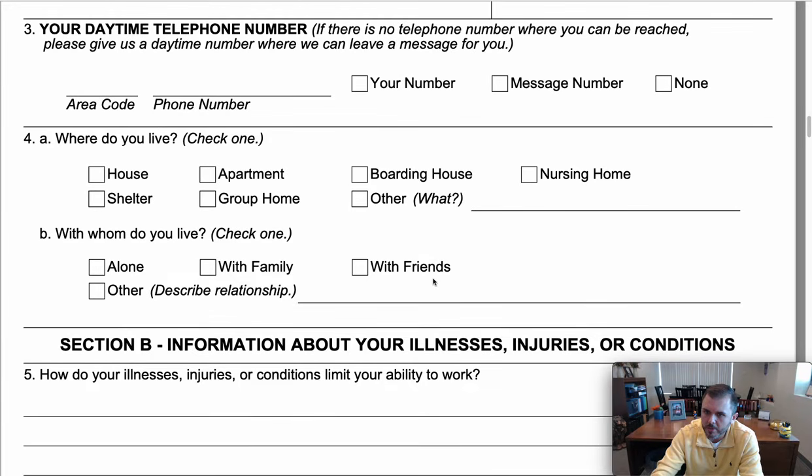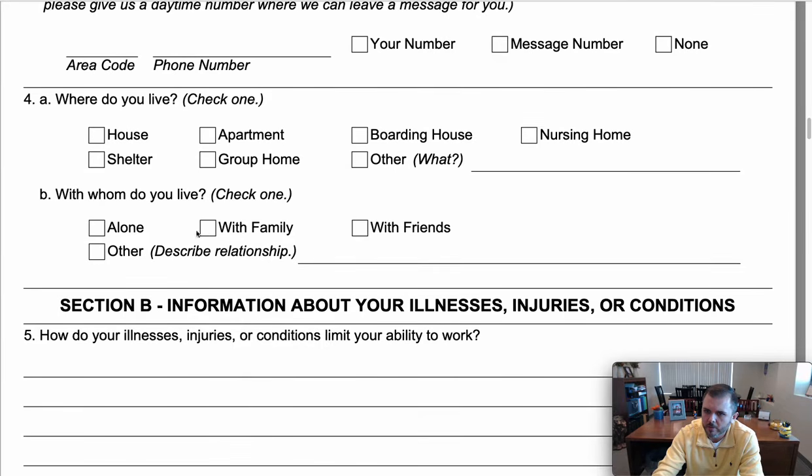Question 4A, where do you live? House, apartment, boarding house, which I've never seen, but I guess it's still a possibility. Nursing home, shelter, group home, self-explanatory here. With whom do you live? Alone, with family, friends, or other?